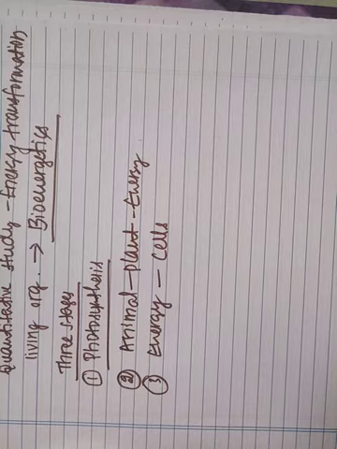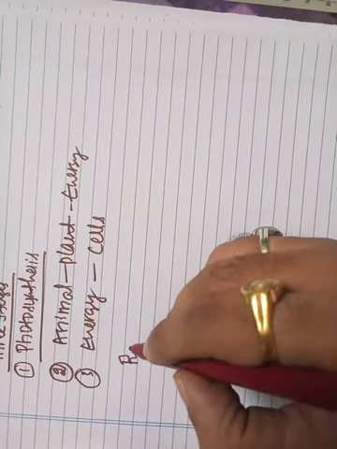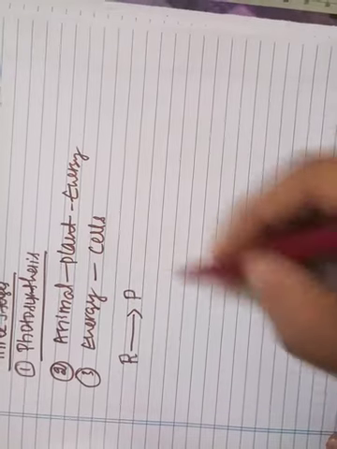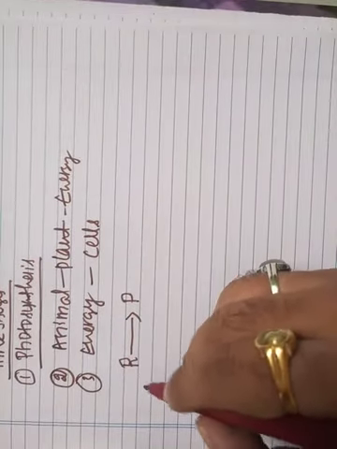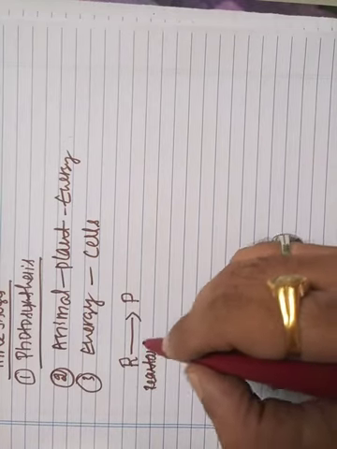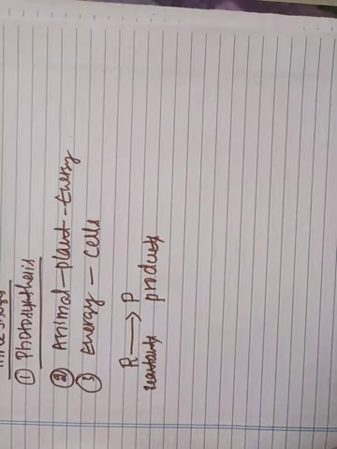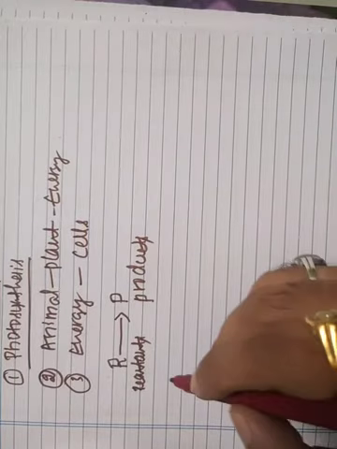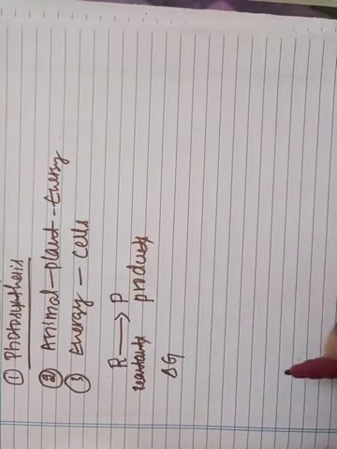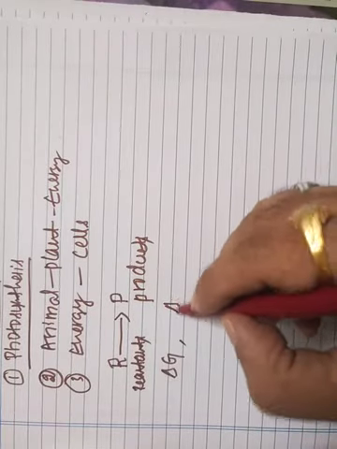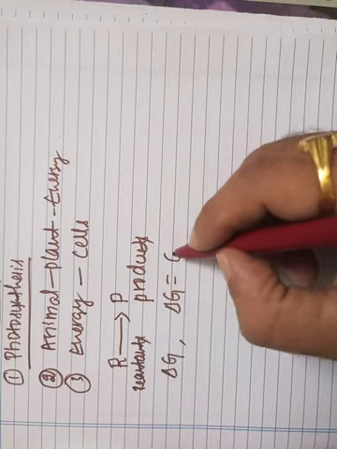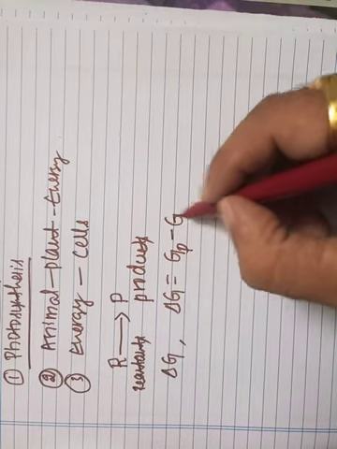Next, let us consider a reaction R to P, where R represents the reactants and P represents the products. The change in free energy, delta G, is given by delta G is equal to GP minus GR.